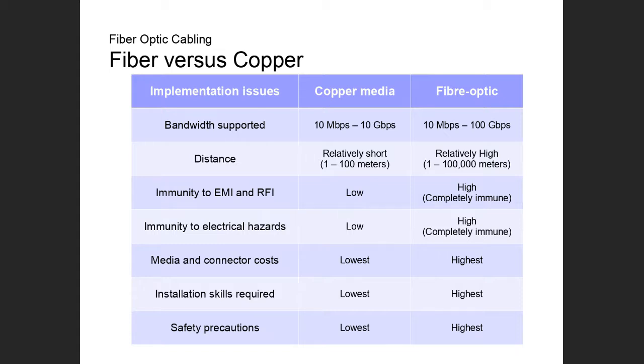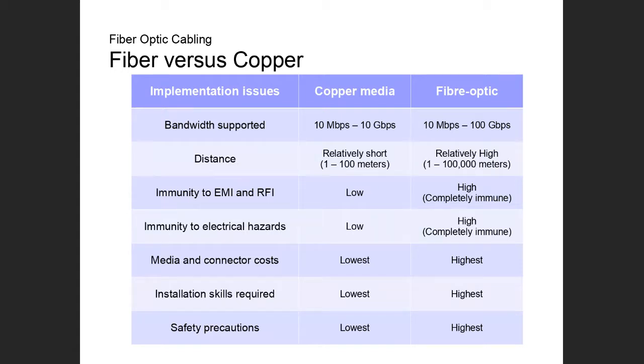However, copper is most commonly used within buildings because it's the lowest cost. We could run fiber optic cable to all of our client machines, but that would be a much higher cost. So typically we use twisted pair copper within the building, and then we use fiber optic cable between the buildings or between campuses or between locations of our company. We have to have it for the distance, and we're willing to pay the cost.